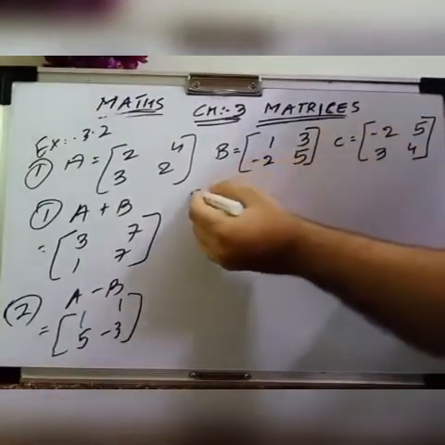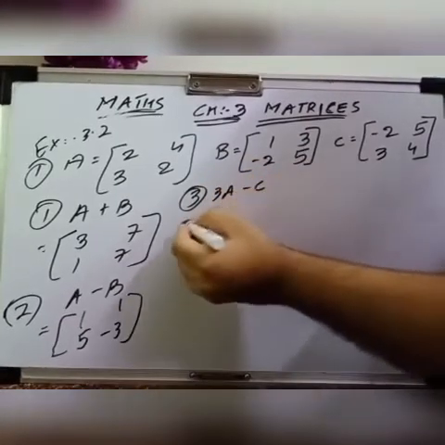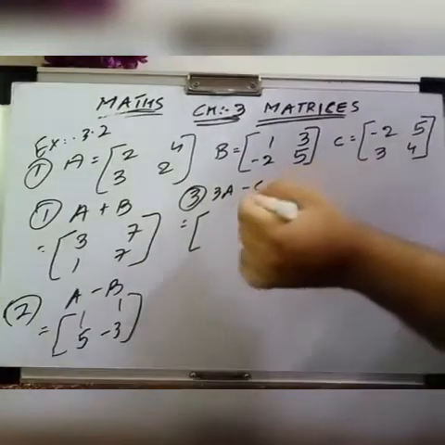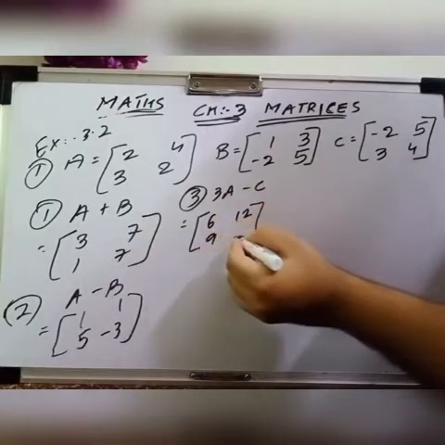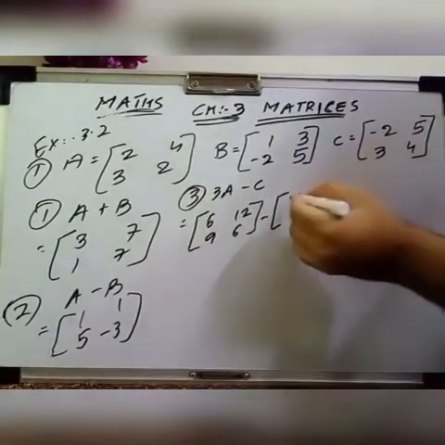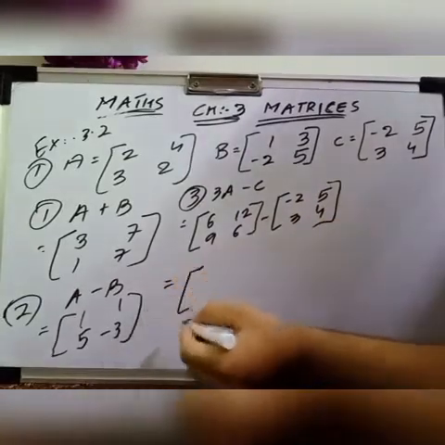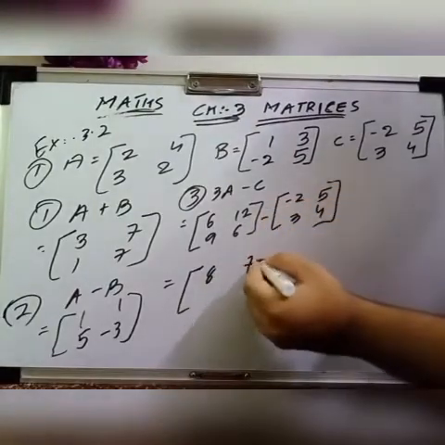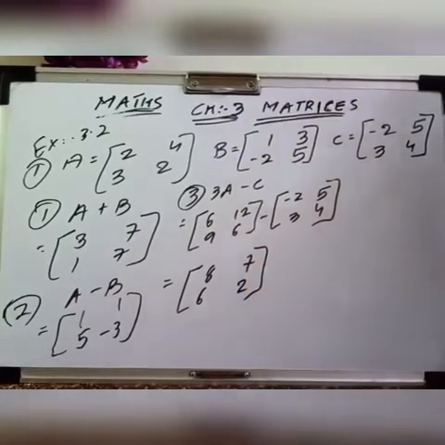Third is we are asked to find 3A minus C. So I have to form 3A. If I multiply each and every element of A with 3, we will have 6, 12, 9, 6, minus C, that is minus 2, 5, 3, 4, right. So I will have minus minus plus, I will have 8, 12 minus 5, 7, 9 minus 3, 6, 6 minus 4, 2, right.